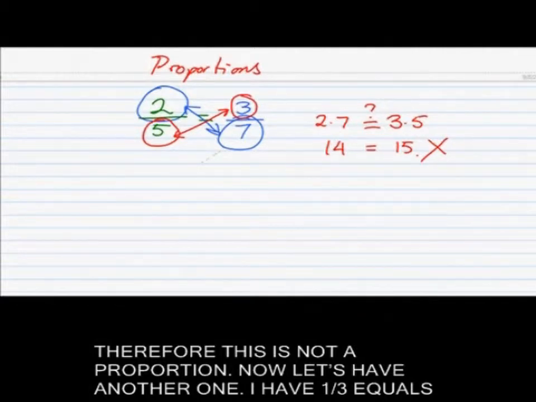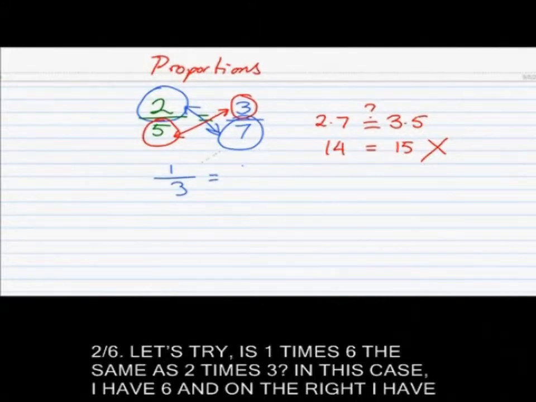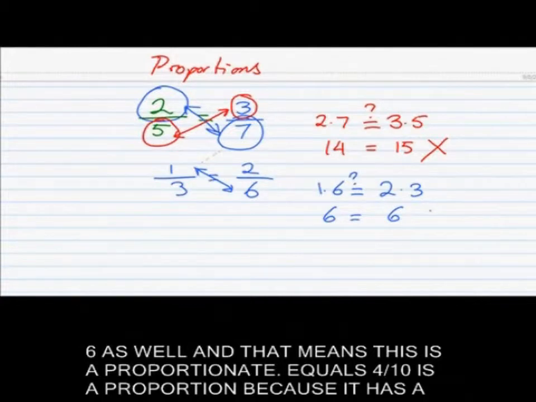Now let's have another one. I have 1/3 equals 2/6. Let's try. Is 1 times 6 the same as 2 times 3? In this case, I have 6. And on the right, I have 6 as well. And that means this is a proportion.